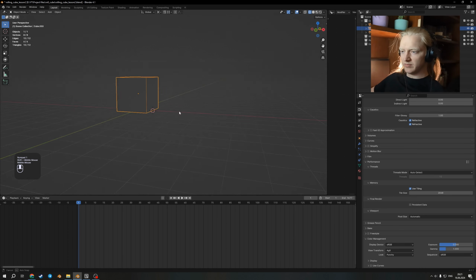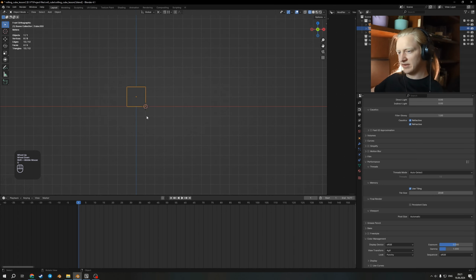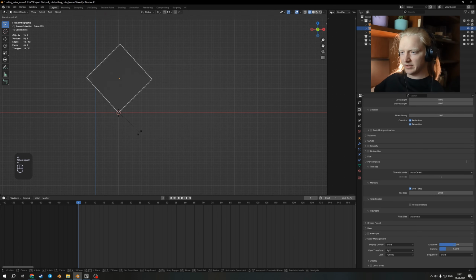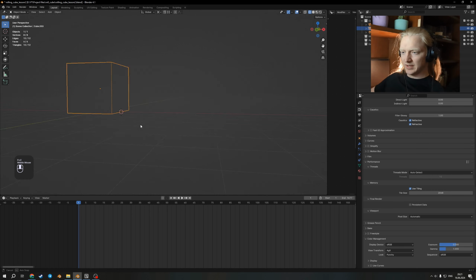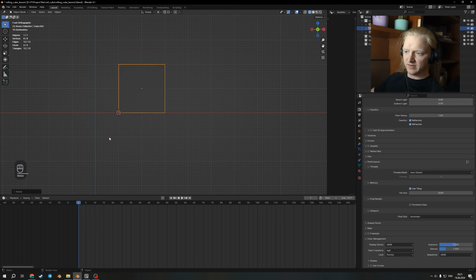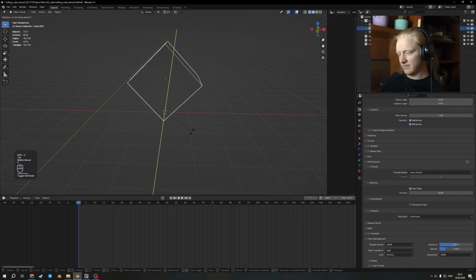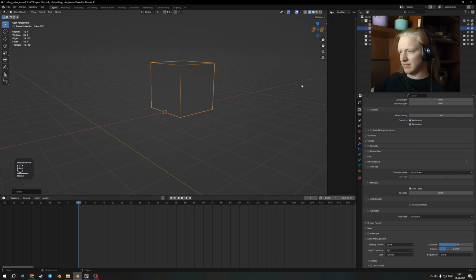To animate a cube rolling on the ground, you would have to animate not just the movement on the x-axis, of course, but also rotation. And you would need to, for the first turn, rotate it around this edge by 90 degrees, and then on the next 90-degree turn, you would have to rotate it on this edge, also 90 degrees, and so on.